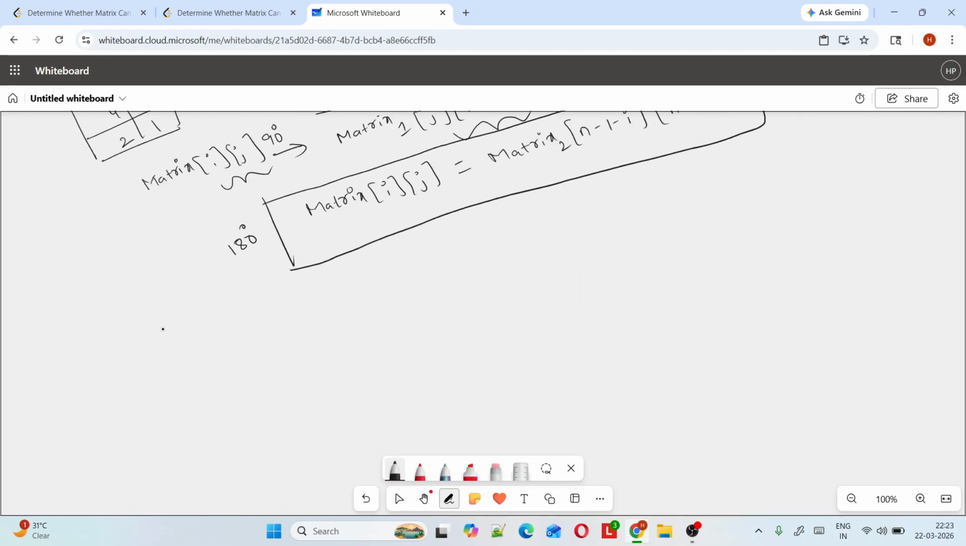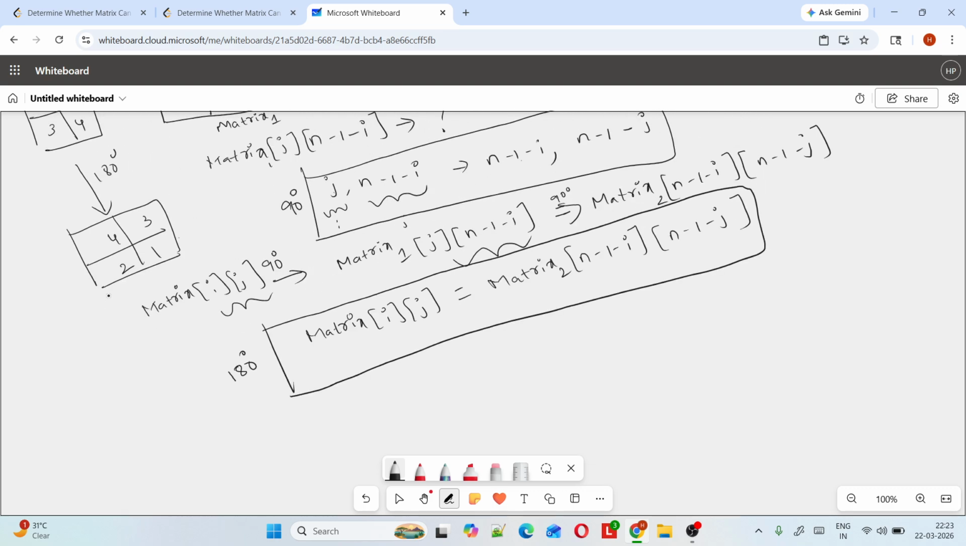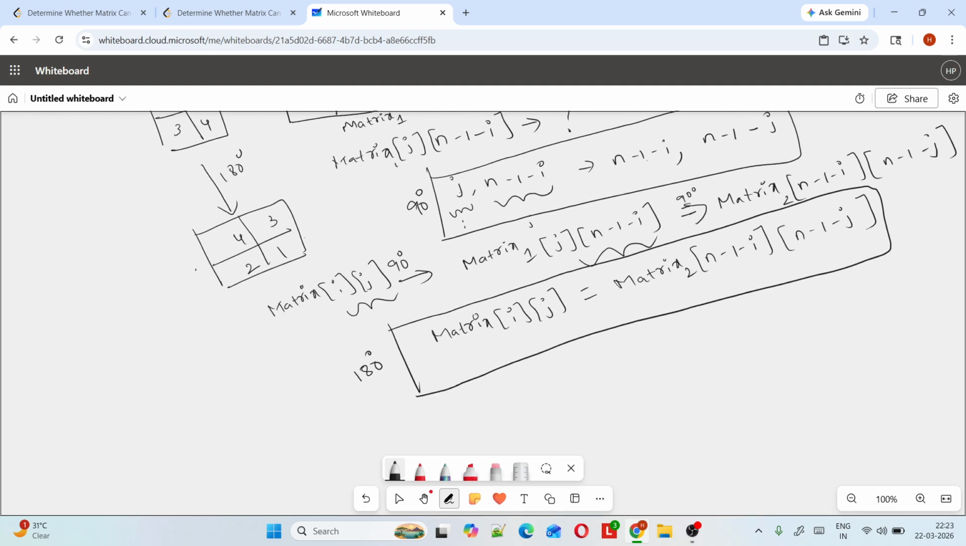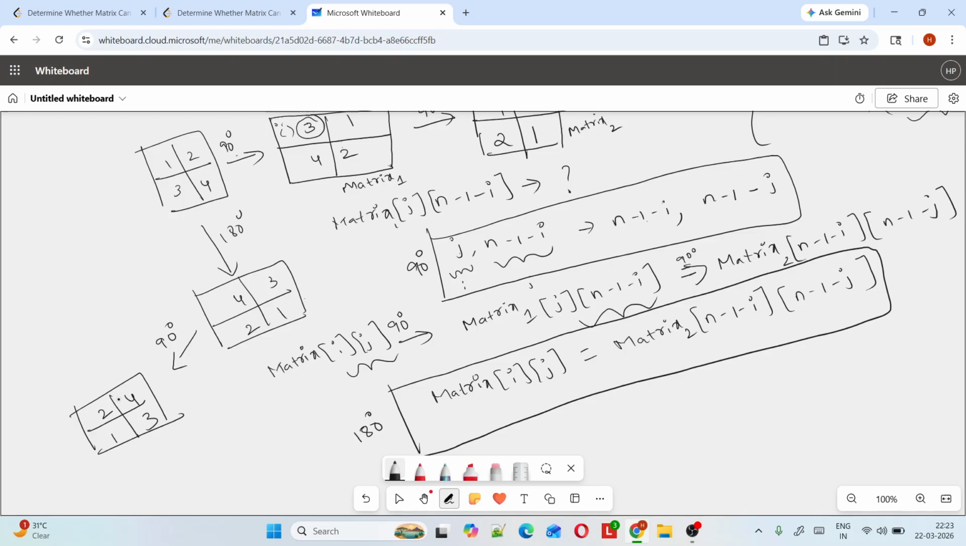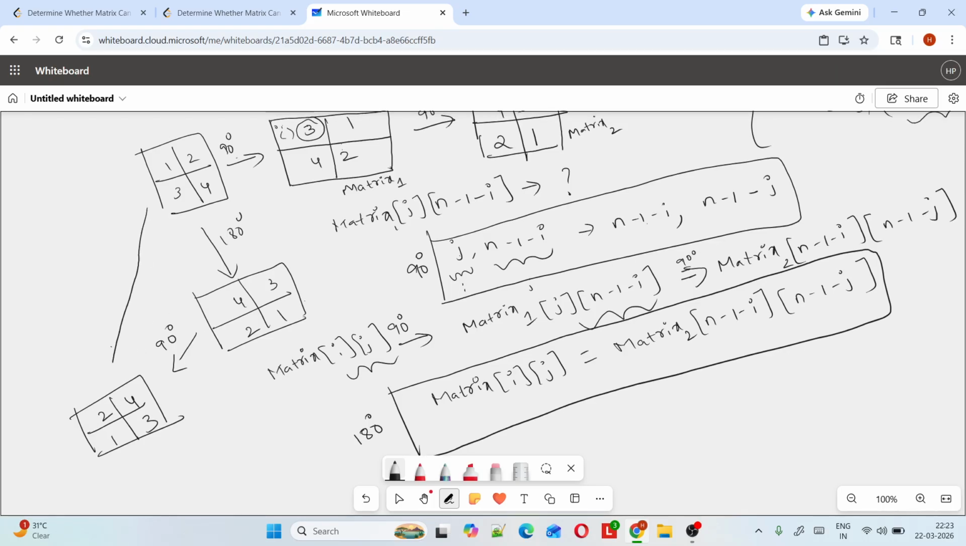Now you have to derive it for, see, if you rotate this by 90 degrees, that will be 2413, right? 2413. Okay, now that means this is 270, right? If you rotate this matrix by 270, that is this one, nothing but if you rotate this matrix by 90, that will be this one.